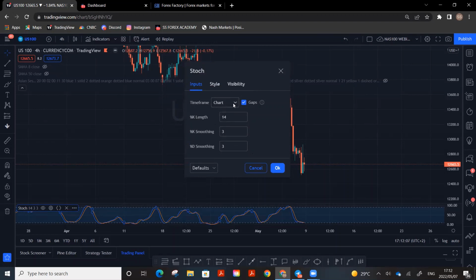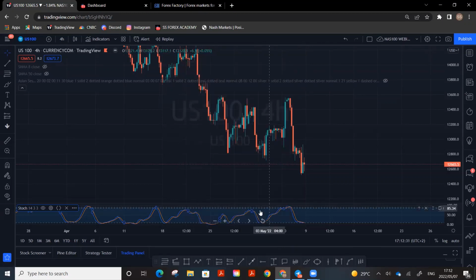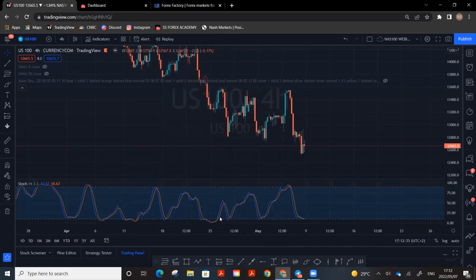Your time frame, you keep the chart, and if you go to style, you can obviously adjust the colors accordingly. Your upper band level, we're going to set it to 90. And your bottom band or lower band, we're going to set that to 10. I'm going to explain to you guys how we use these band levels and what happens at those levels. Once you've done that, your stochastic should pop up at the bottom of your screen as such.